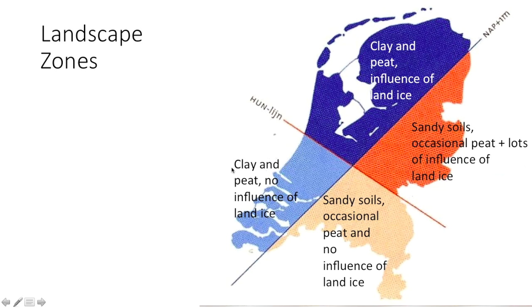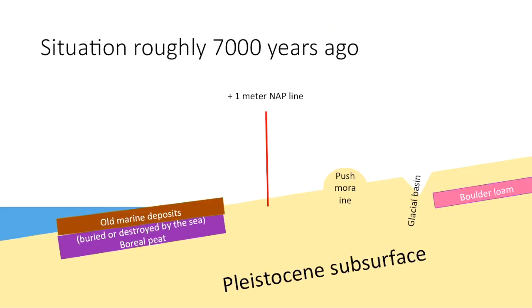Over here we have clays and peats, but no influence of the land ice because the Hunze line is over there and the ice never got so far south. And then here, there are sandy soils, occasional peat, and no influence of land ice either. So this one and that one are only different in the fact that this one had land ice and this one didn't. This one and that one are only different in the fact that this one has clays and peats and this one doesn't. Okay, well, you're smart. You understand. I'm going to leave it here for part one of the Holocene. We're going to pick it up in this position for Holocene Part 2.